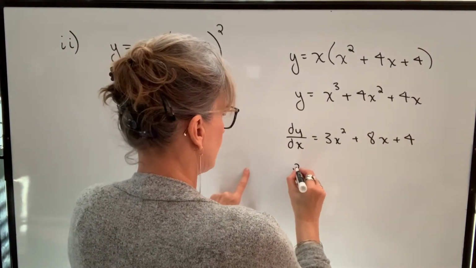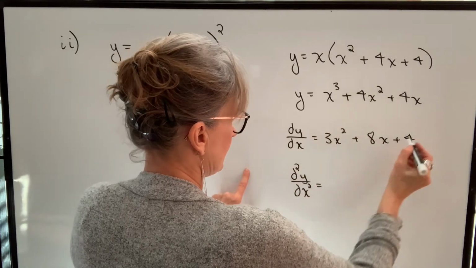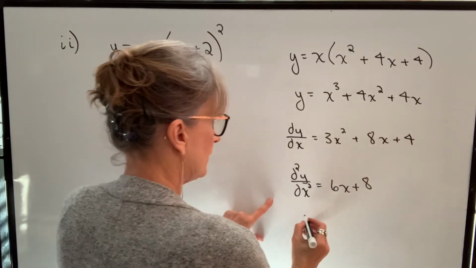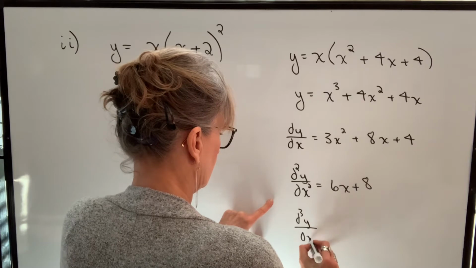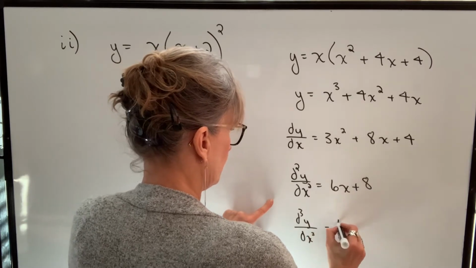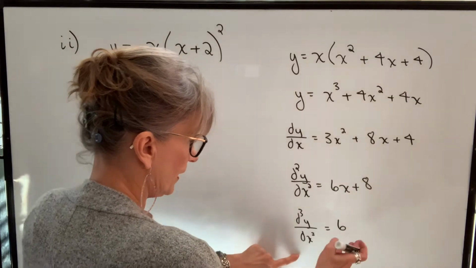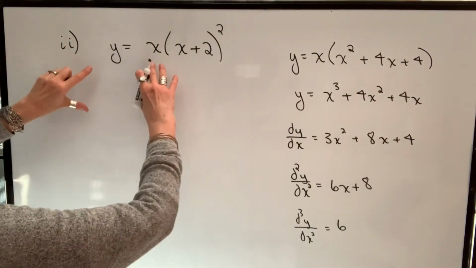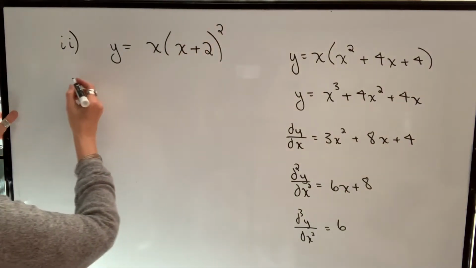To find d squared y dx squared, which is the second derivative, I just take the derivative of this, which would be 6x plus 8. The third derivative would be 6. And then the fourth and subsequent derivatives would be 0. But I could also take this derivative using the product rule and the power rule.